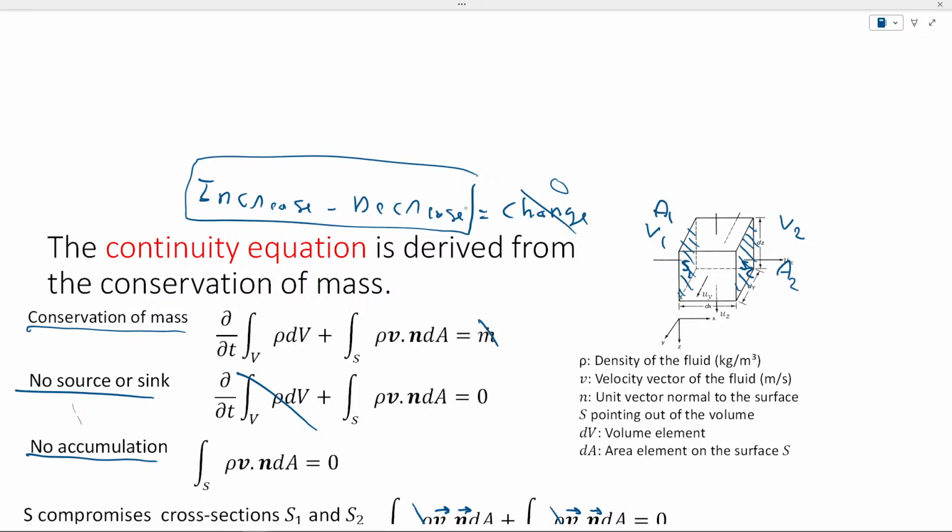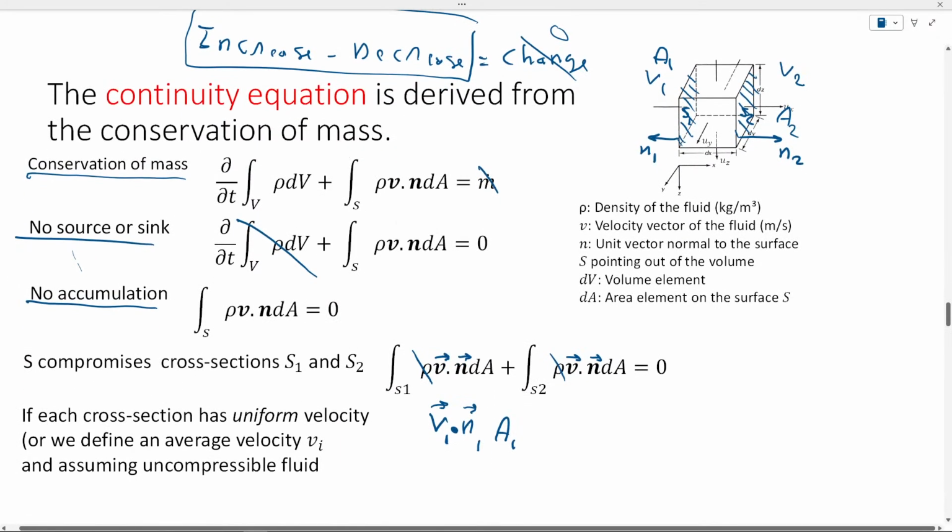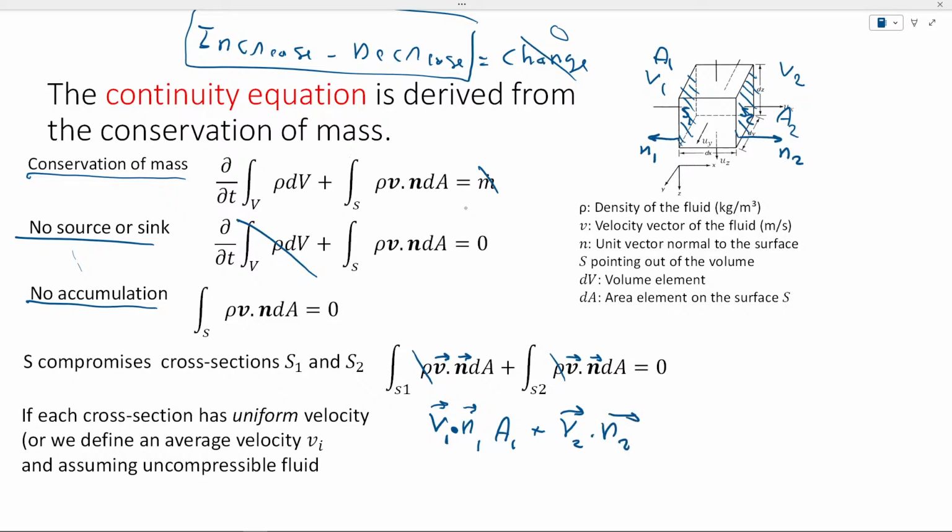So N1 is, that is like N1. It's always pointing outward. This is like N2. Yeah, it's pointing outward. So V1 N1 plus V2 N2 times A, that is equal to 0.